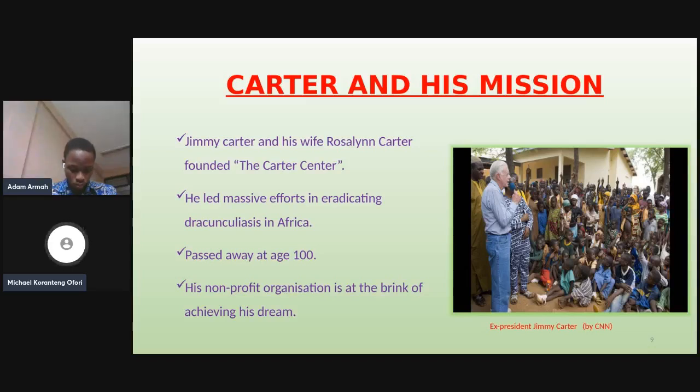So, as we talk about guinea worms today, let's just remember this incredible mission of Jimmy Carter and the Carter Center. Their work proves that with commitment and global cooperation, we can defeat even the toughest diseases.